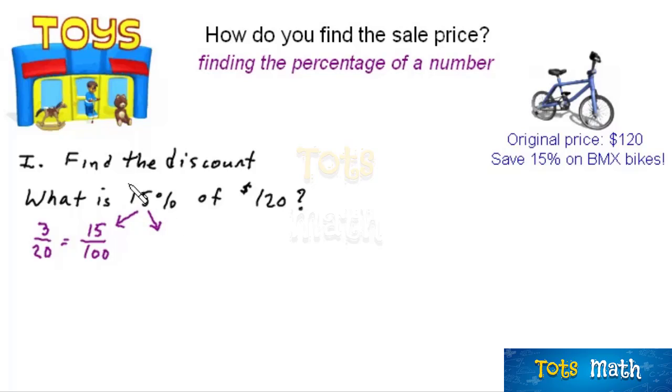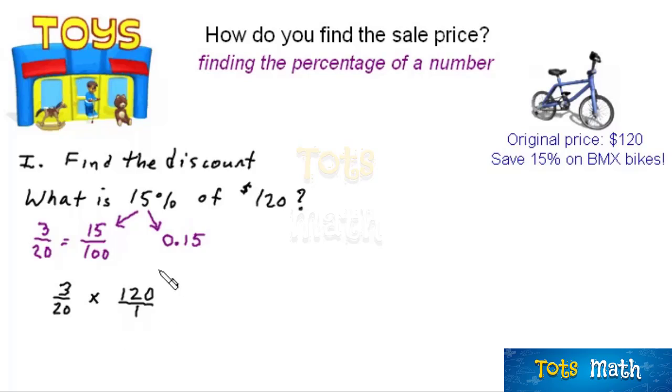I could also change the percentage to a decimal. And to do that, I just divide the percentage by 100. So 15 divided by 100 is 0.15, or 15 hundredths. So now I can multiply $120 by either the decimal form of the percentage or the fraction form. I'm going to solve this problem by using the fraction form. So the problem becomes 3/20 times 120. And we can write that over 1 to make it a little bit easier.